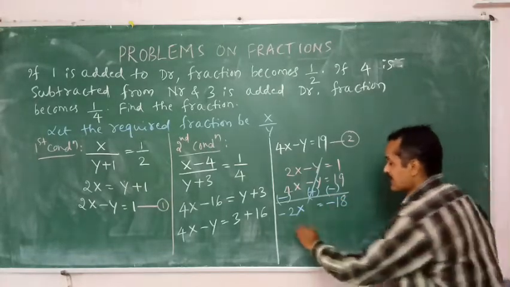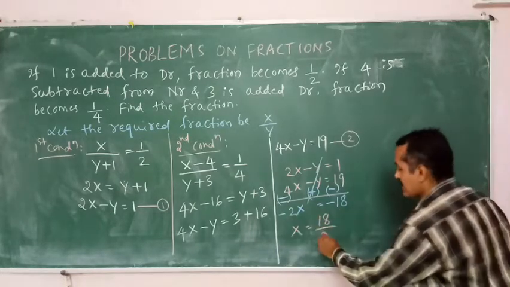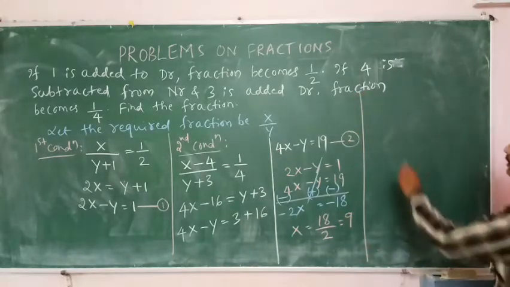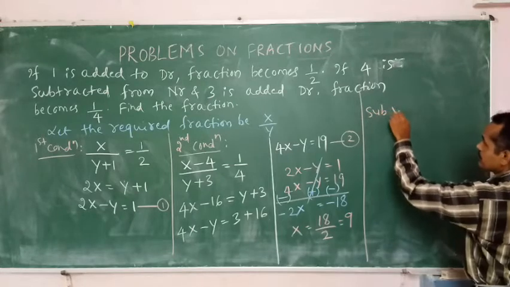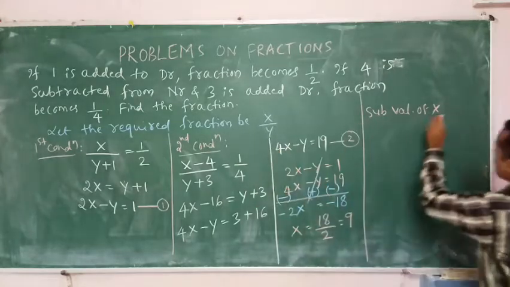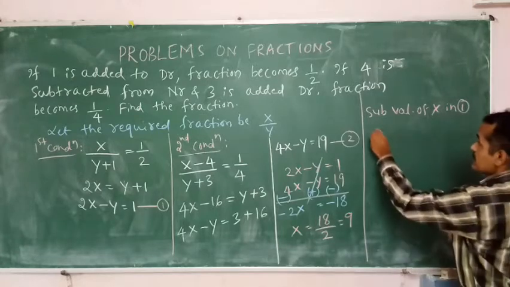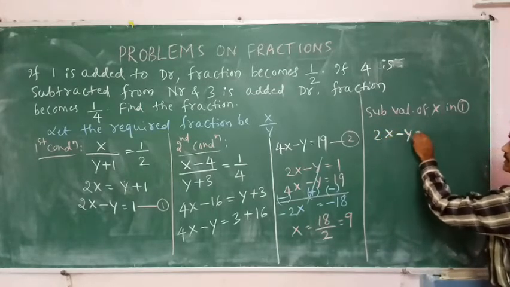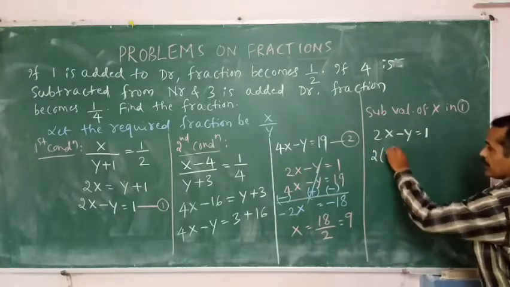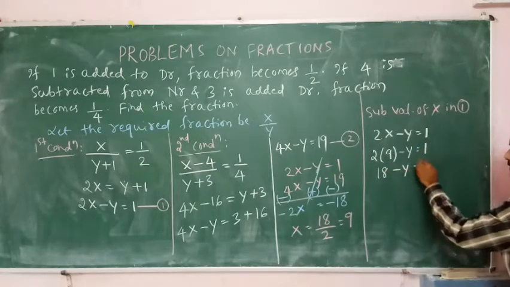Both sides minus gets cancelled. x is equal to 18 by 2, and the answer becomes 9. I got the value of x. Now substitute the value of x in any one of the equations. I will substitute in equation number 1. It is 2x minus y is equal to 1, where the value of x is 9. 2 into 9 minus y is equal to 1. 18 minus y is equal to 1.